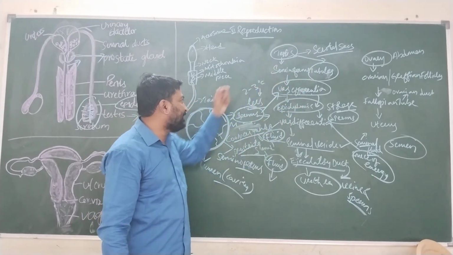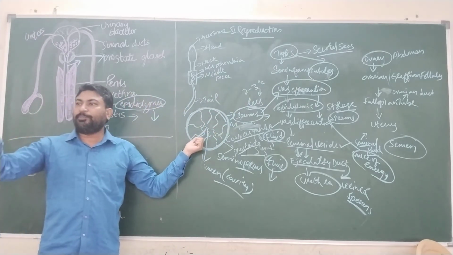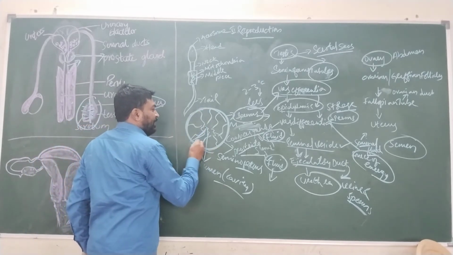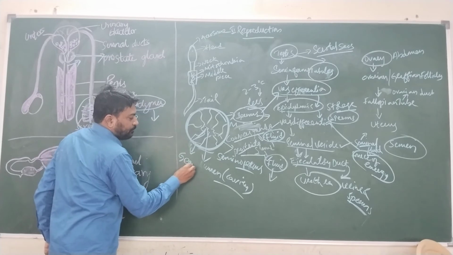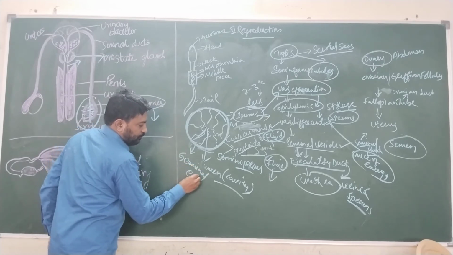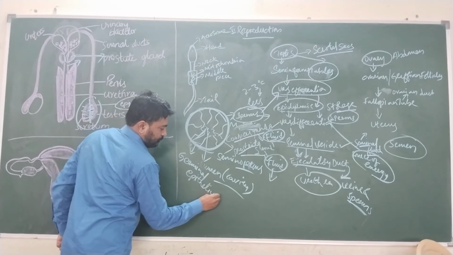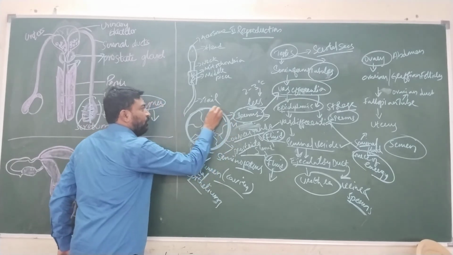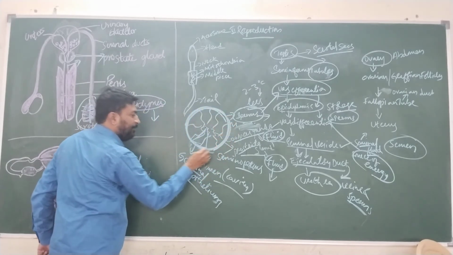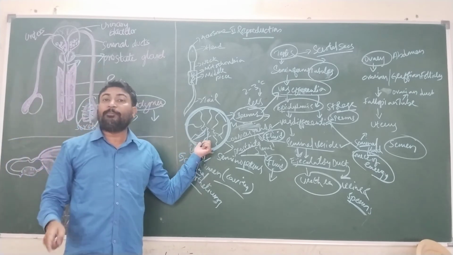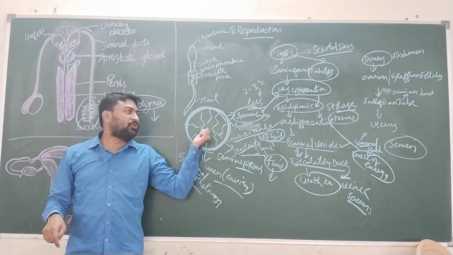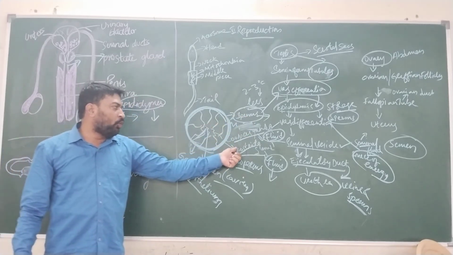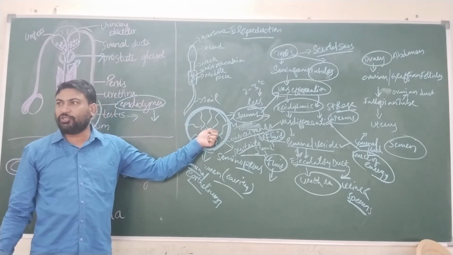Inside each testis, there are several tubules called seminiferous tubules. The entire wall of the seminiferous tubule is lined with an epithelium known as germinal epithelium, and this germinal epithelium undergoes meiotic division to produce haploid cells. Those haploid cells are called sperms. These sperms are released into the lumen or cavity present in the seminiferous tubules.